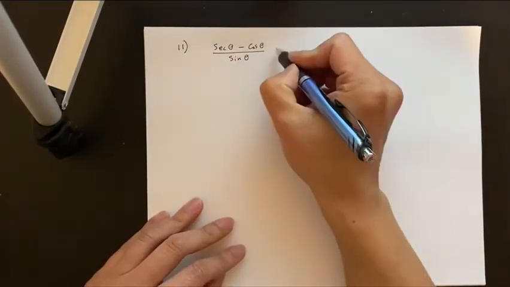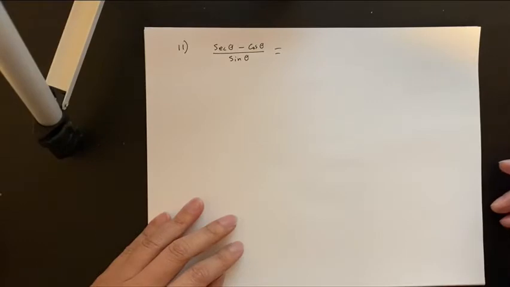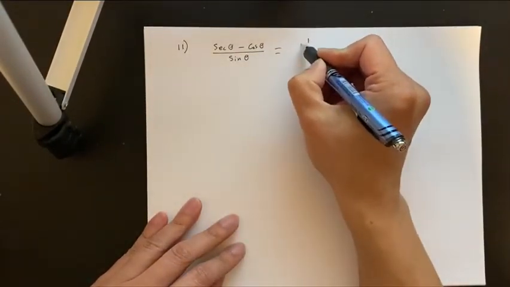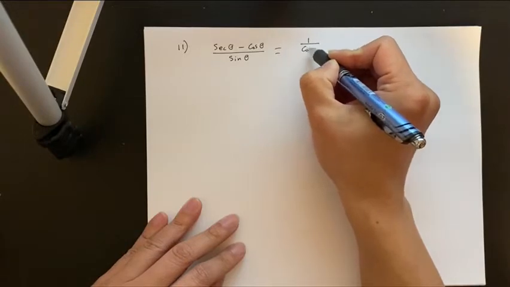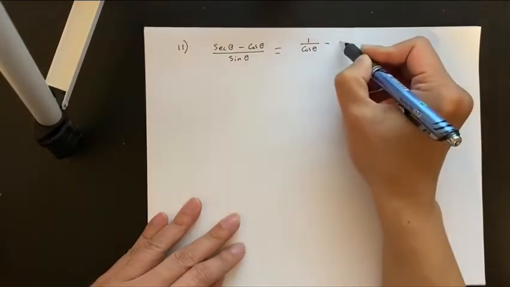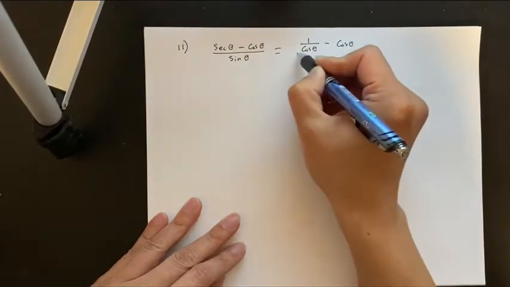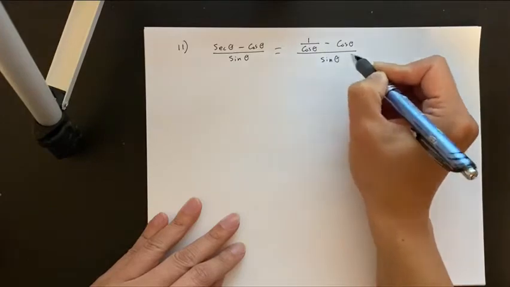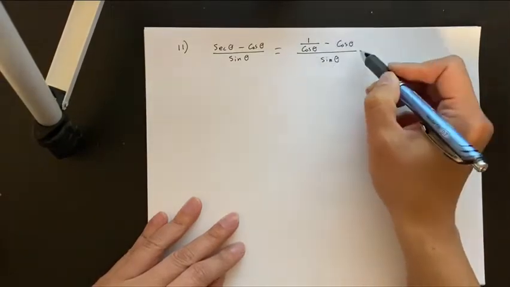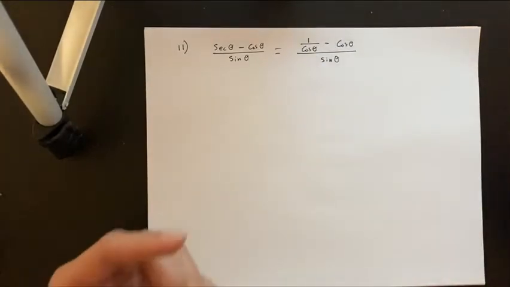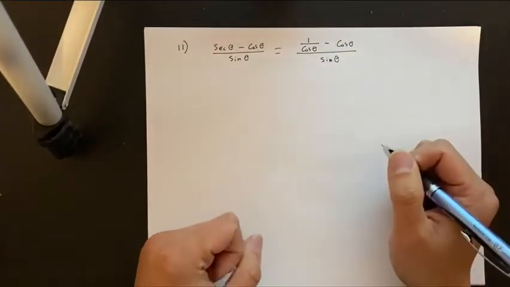All right. So the very first step, rewrite this in terms of sine and cosine. Secant is the same thing as 1 over cosine. And cosine is just cosine. And sine is just sine. So now we have this complex fraction. You have a fraction within a fraction. And we want to somehow simplify this.